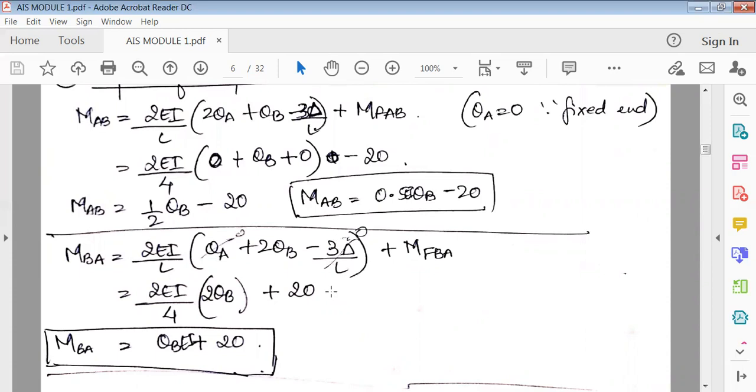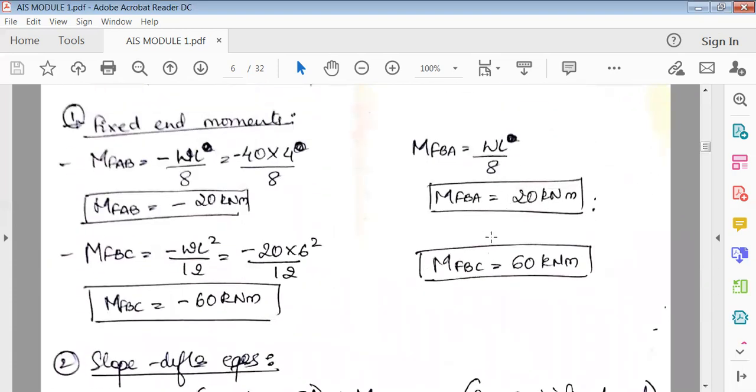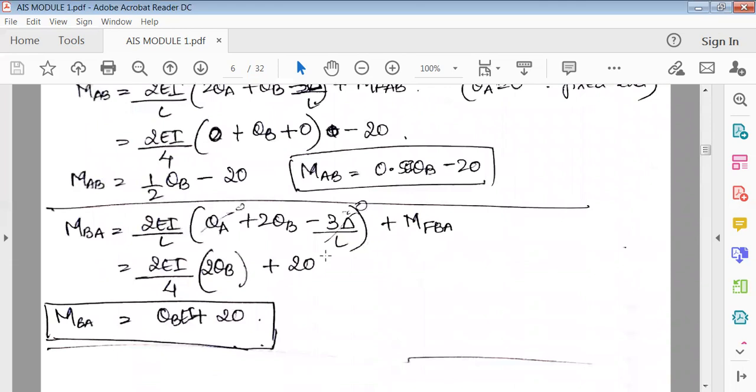So the only term left here is 2 times theta B. Then substitute this MFBA. So MFBA we have already calculated. So MFBA is plus 20. So we'll substitute it here. Okay, so now we are left with, so MBA is equal to, so 2 2s are 4, which cancels out. So we are left with EI theta B plus 20. So now this is the second equation.